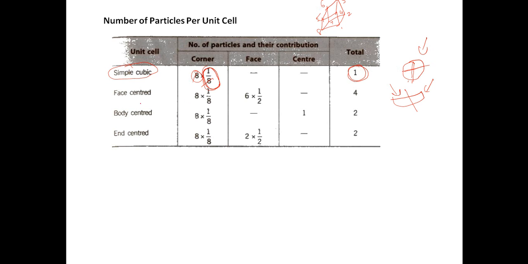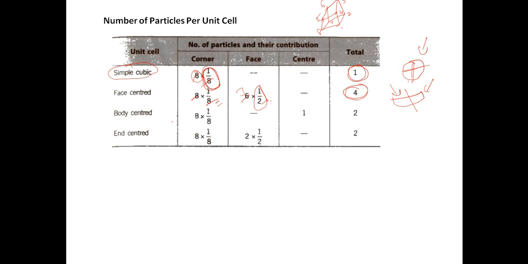In case of face centered, atoms are present at the corner as well as faces. In a face, the atom will contribute 1/2 of its part to the unit cell. 8 atoms are present at the 8 corners, so 8 into 1/8 will give you 1. 6 into 1/2 will give you 3. 1 plus 3 will give you 4. It will consist of a total of 4 atoms.